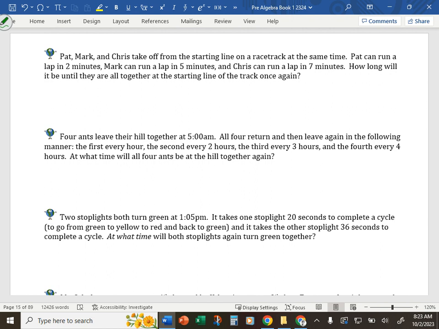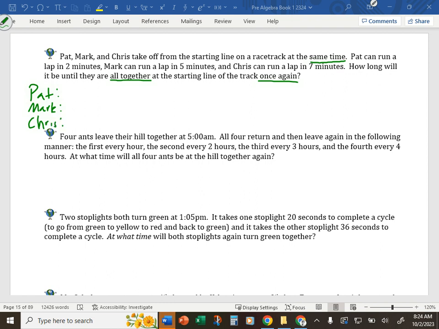Okay? There are some phrases for least common multiple as well, right? When things start at the same time, and here's the all together, all together once again. When something starts at the same time, and you want to know when that will happen again, that's least common multiple.